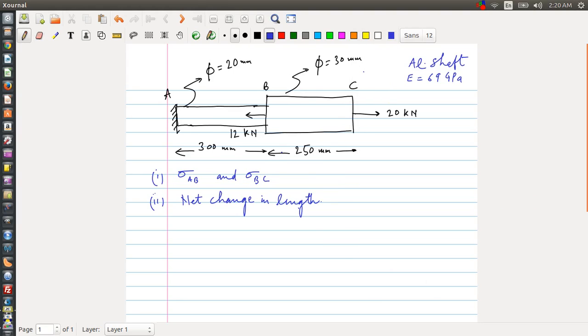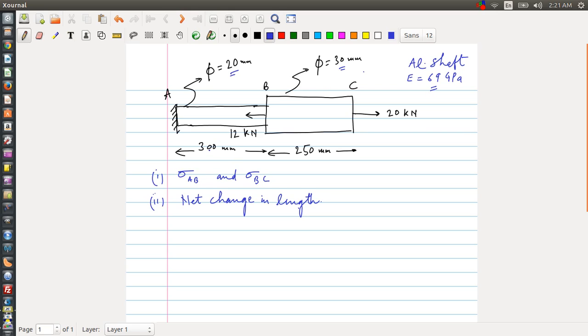Hello friends, this is a small problem on strength of materials. In this problem we have an aluminum shaft. It is a stepped aluminum shaft with a circular cross-section. The diameter changes at this junction B from 20 mm to 30 mm, and throughout the material is aluminum. There is no difference in materials in these two sections, and the Young's modulus is 69 gigapascal.